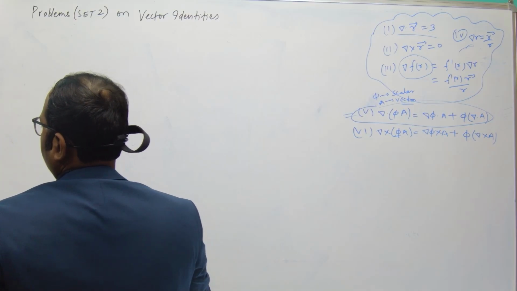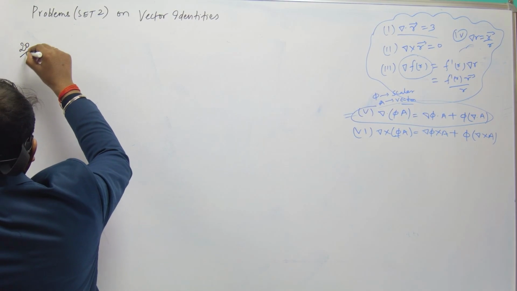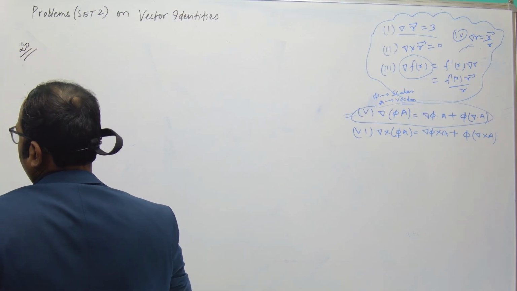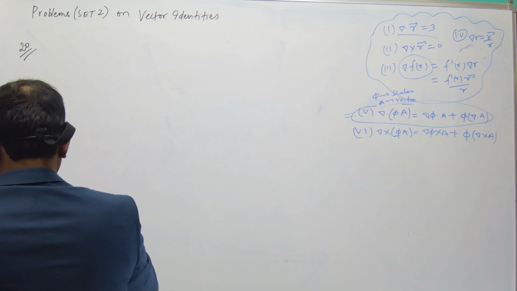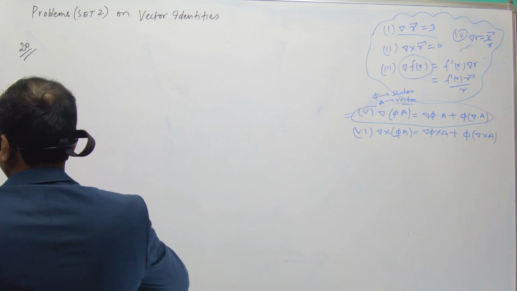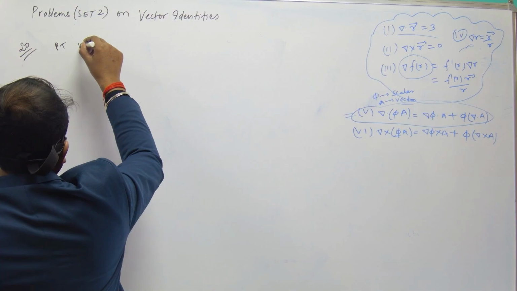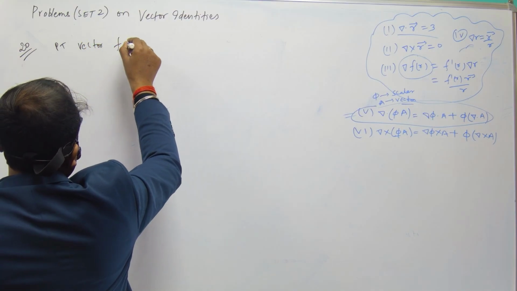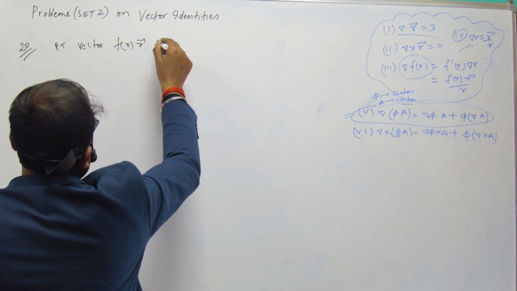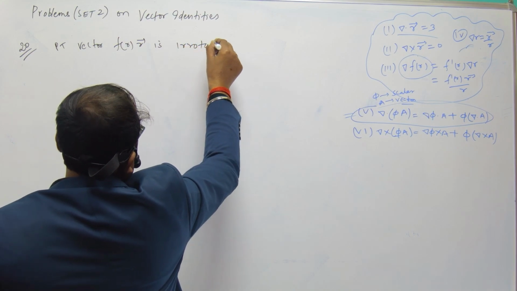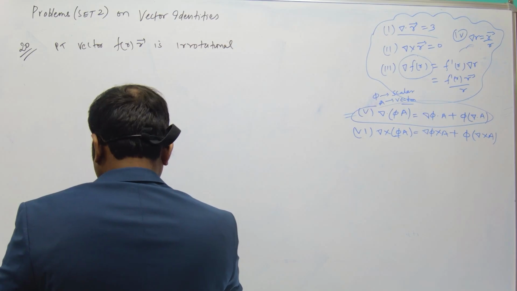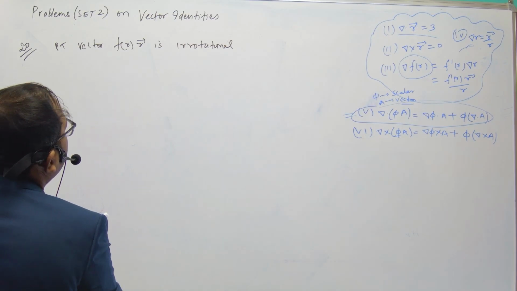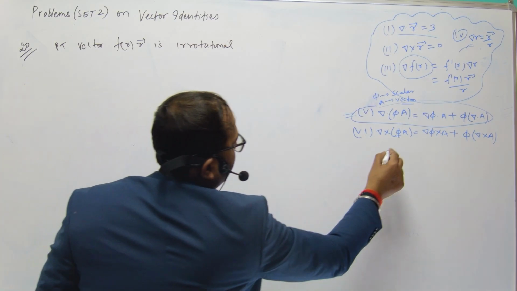Now let us discuss question number 20. Prove that the vector f(r) into r vector is irrotational. We have the expression, so use this expression.